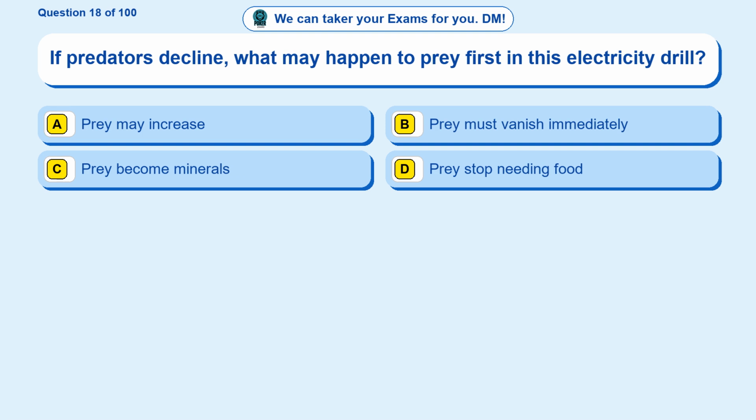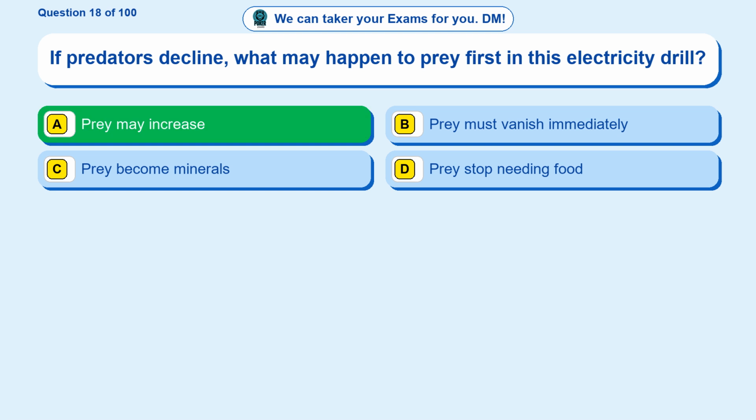Question 18. If predators decline, what may happen to prey first in this electricity drill? Option A. Prey may increase. Option B. Prey must vanish immediately. Option C. Prey become minerals. Option D. Prey stop needing food.